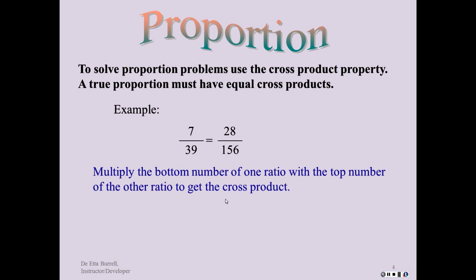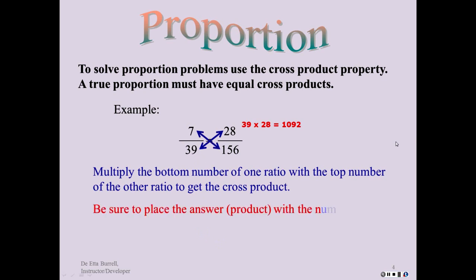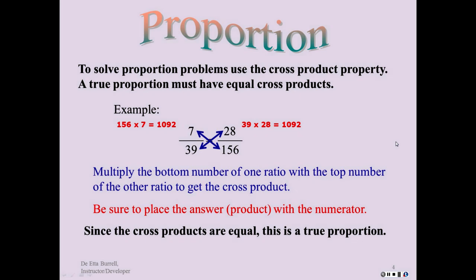When we multiply 39 times 28, we get 1,092. And when we multiply 156 times 7, we get 1,092. So because both of the cross products are equal, this is a true proportion.